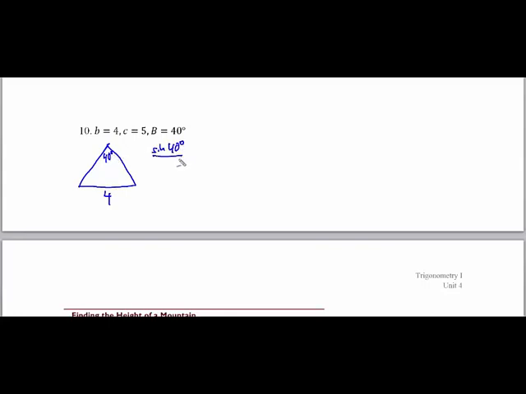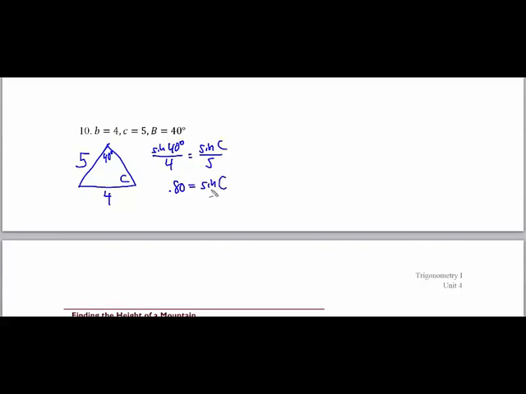Sine of 40 degrees over 4 is equal to sine of C divided by 5, where 5 is over here and this is my side c. So if I do sine of 40 times 5 divided by 4, I get approximately 0.80, which is equal to the sine of C.